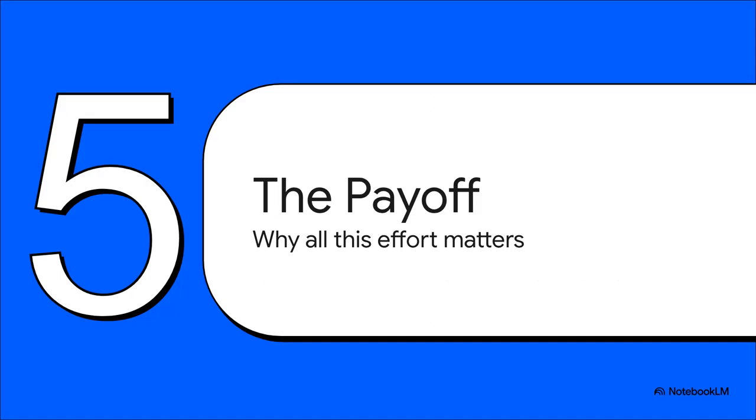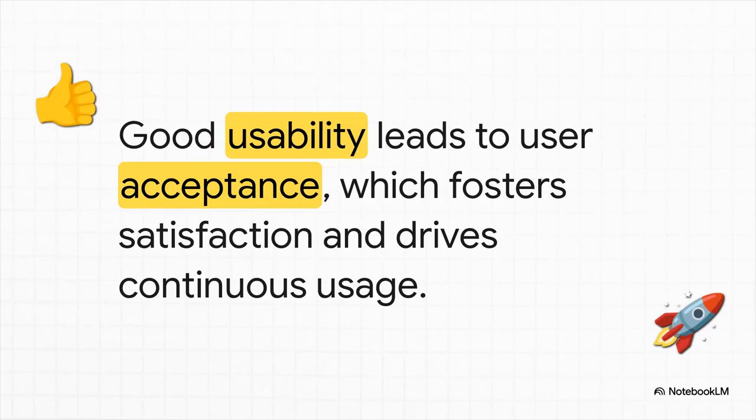Okay, so we've defined it, we've designed for it, and we've tested for it, with the user involved every step of the way. So after all that work, what's the big payoff? Why does this all matter so much? The payoff is this beautiful, powerful chain reaction. When you nail usability, you get user acceptance. People actually want to use your software. And that acceptance leads to satisfaction. And you know what satisfied users do? They keep using the software day in and day out. That's what makes software truly successful.